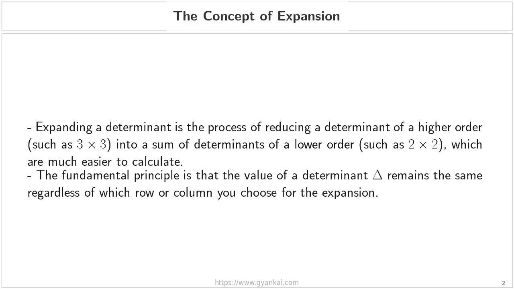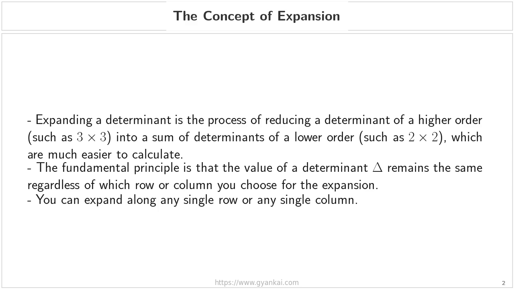The most important principle to remember here is the beauty of its consistency. The value of the determinant, which we represent by the Greek letter delta, remains exactly the same regardless of which row or column you decide to use for your expansion. This gives you a lot of flexibility in your work. You aren't locked into any specific path. You can choose to expand along any single row or any single column of your choice. As we will see in the next slide, there is a specific mathematical formula that governs this, and in the following steps, I'll show you a strategy to pick the most efficient path.